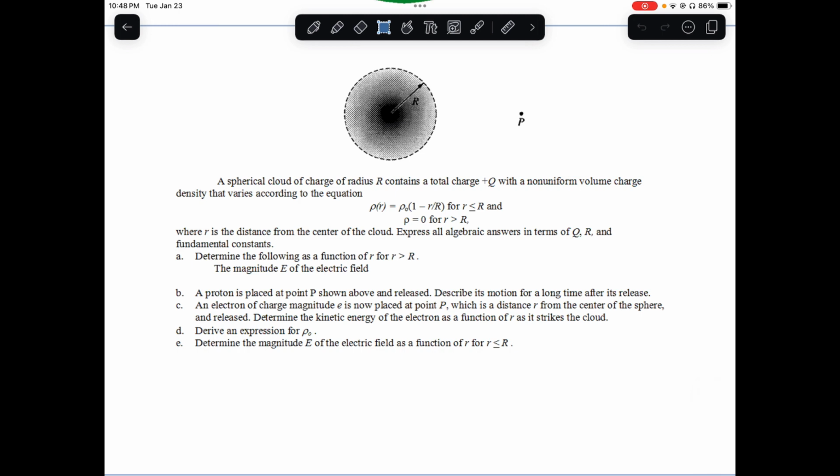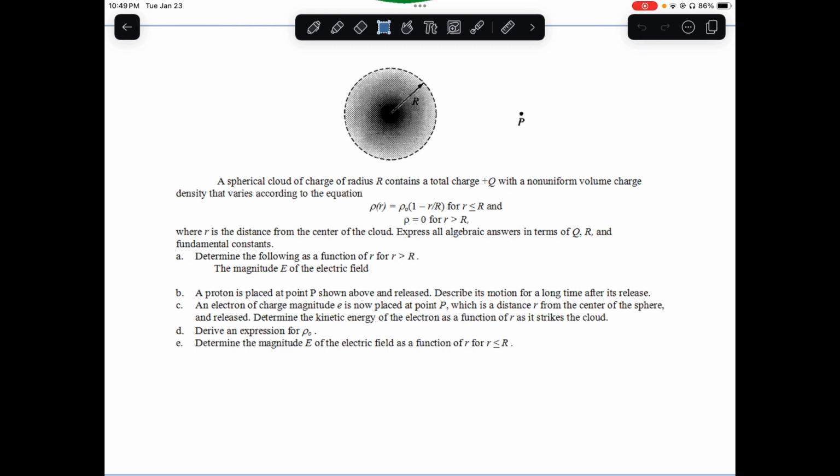Alright, so here we have a spherical cloud of charge radius big R that contains a total charge plus Q with a non-uniform volume charge density that varies according to this equation. It works as long as we stay inside the cloud. Outside the cloud we have a charge volume density of 0. Little r is the distance from the center of the cloud. Express the following algebraic answers in terms of big Q, R, and the fundamental constants.